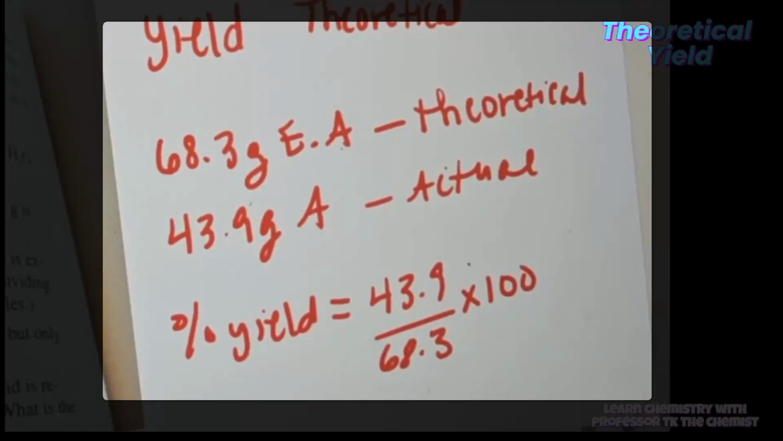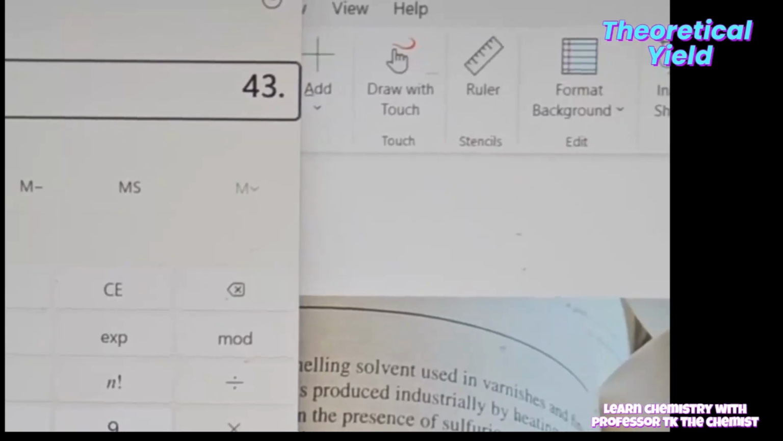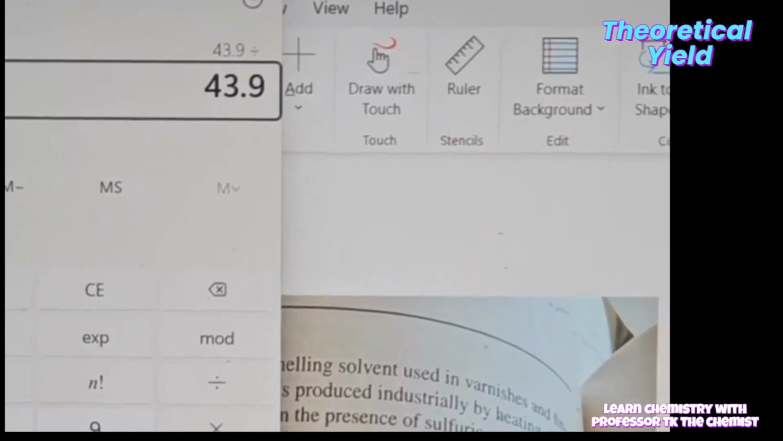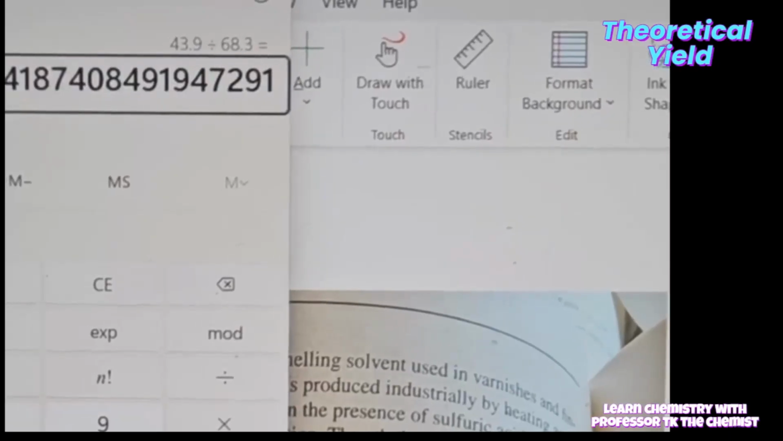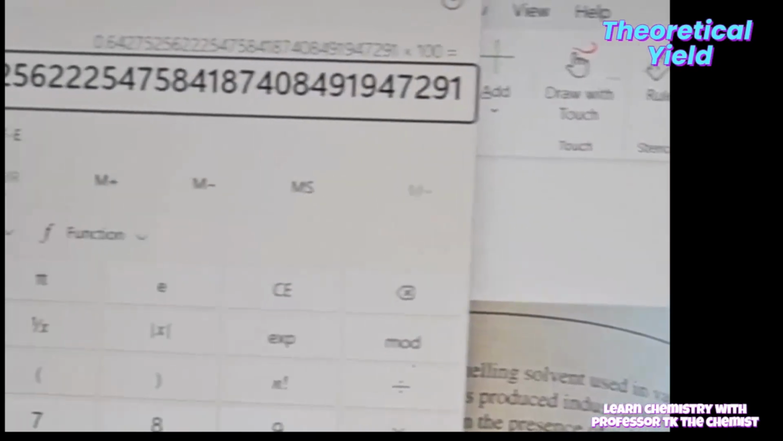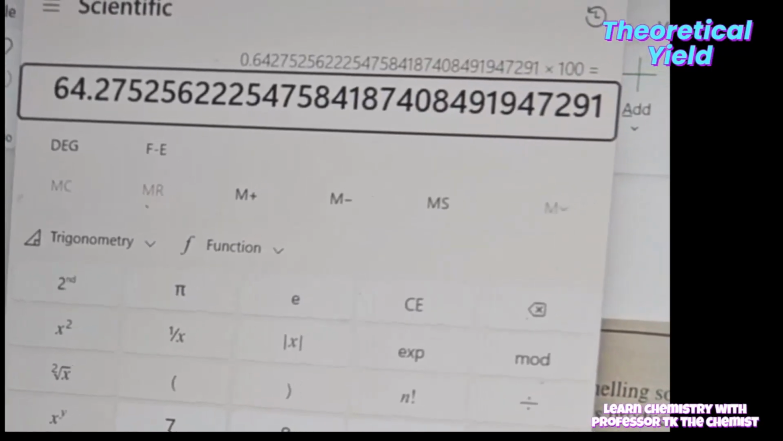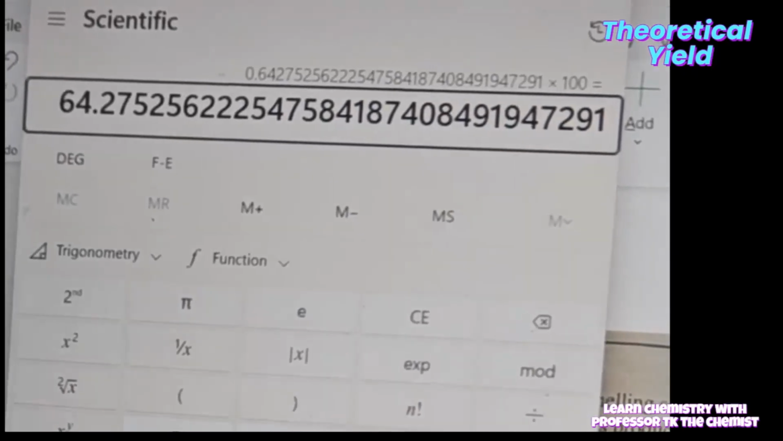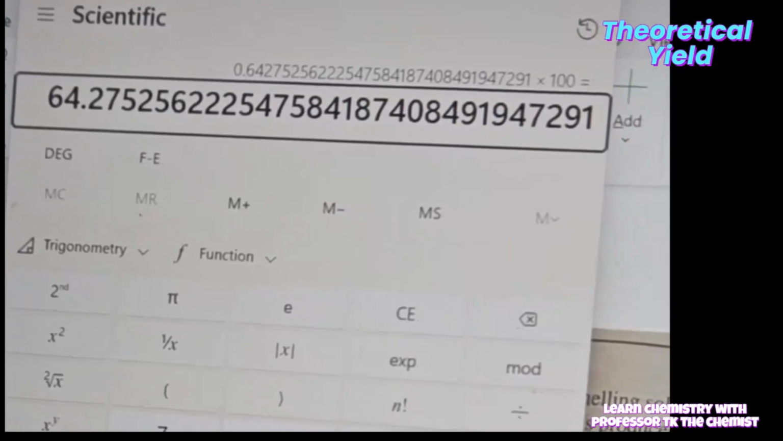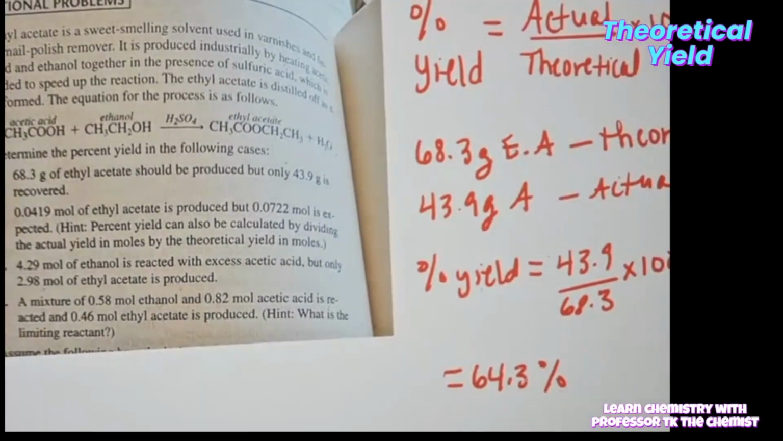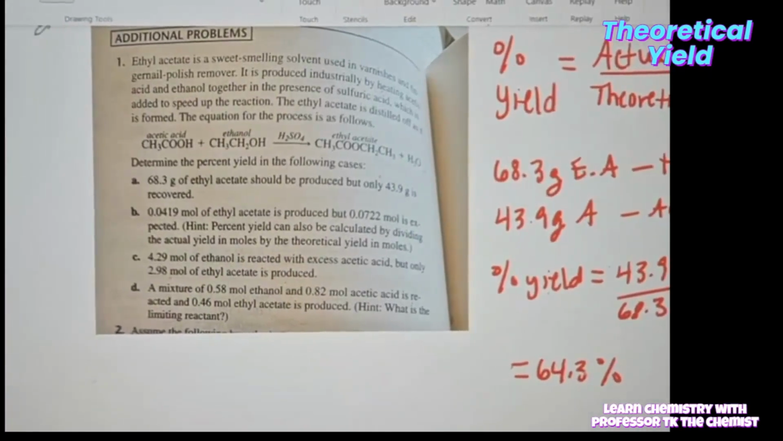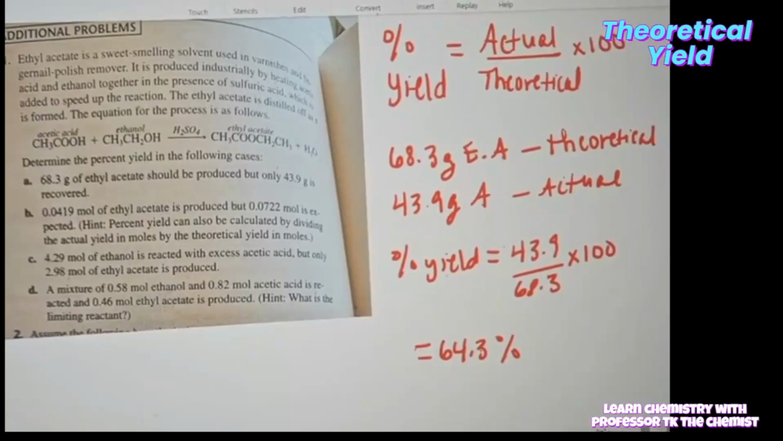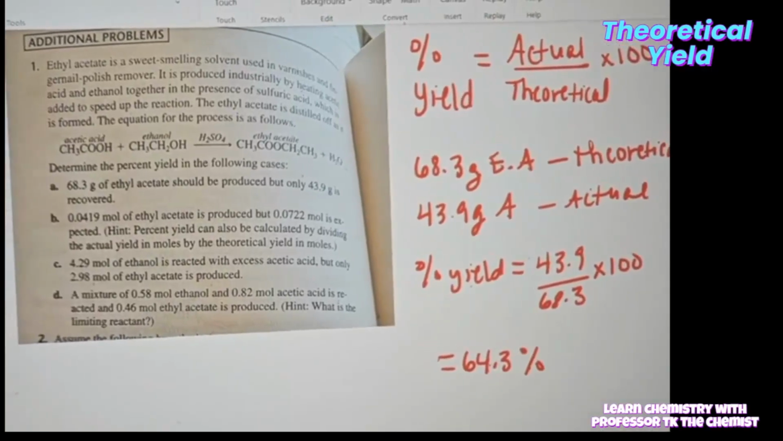That's right, expected and recovered, exactly. Good job. So when we plug this into our calculator, 43.9 divided by 68.3 times 100 gives us 64.3%. So that is your answer right there, 64.3%. Okay? Now, let's look at part B.